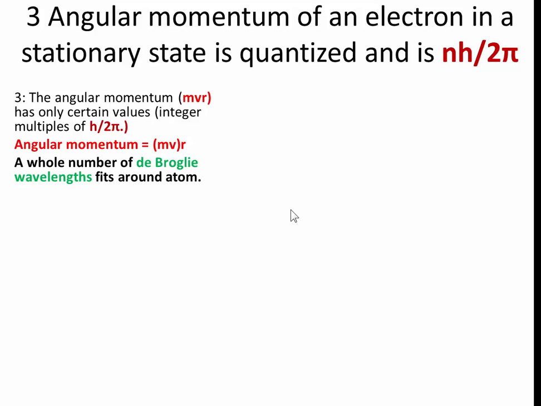Now, you know that an electron, which is a particle, can also behave like a wave, which means it has a wavelength. And the idea is there are a whole number of de Broglie wavelengths that fit around the atom. And we'll look at this. Lambda is equal to h over mv. That's the de Broglie equation.